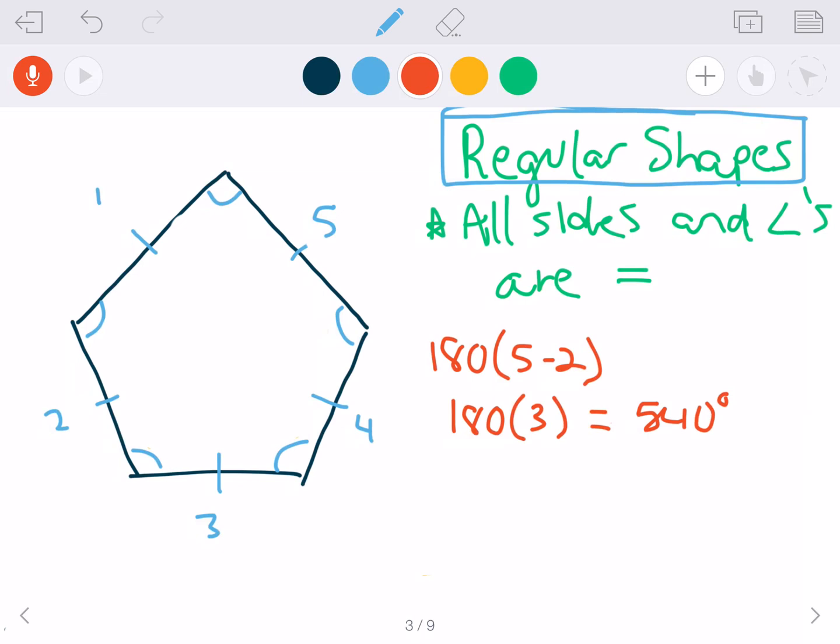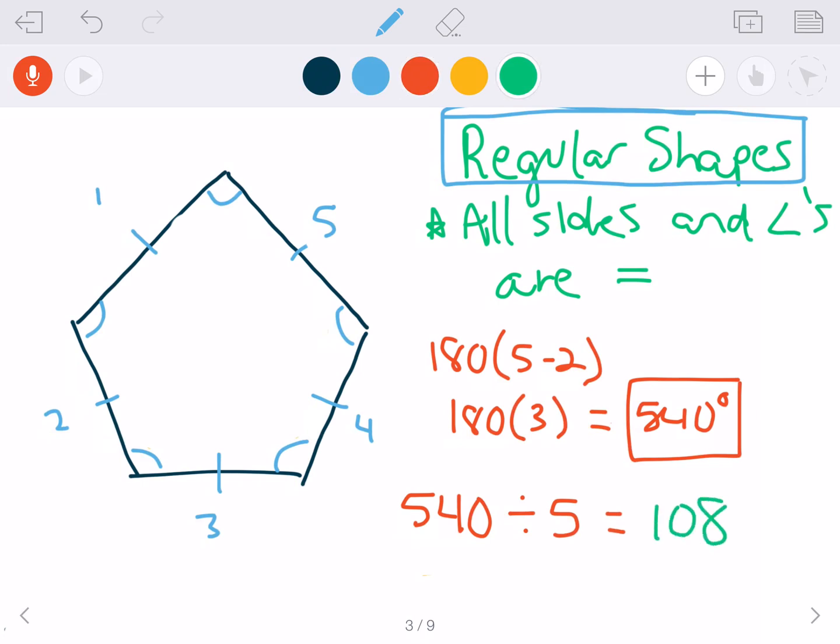So now if I know there's 5 angles and all angles are equal to each other, to figure out what one of those angles is going to be equal to, we are just going to take the sum, so 540, and we're going to divide it by the number of angles there are, which in this case is 5. So 540 divided by 5 is going to give me 108 degrees. So one angle in this regular pentagon is 108 degrees.